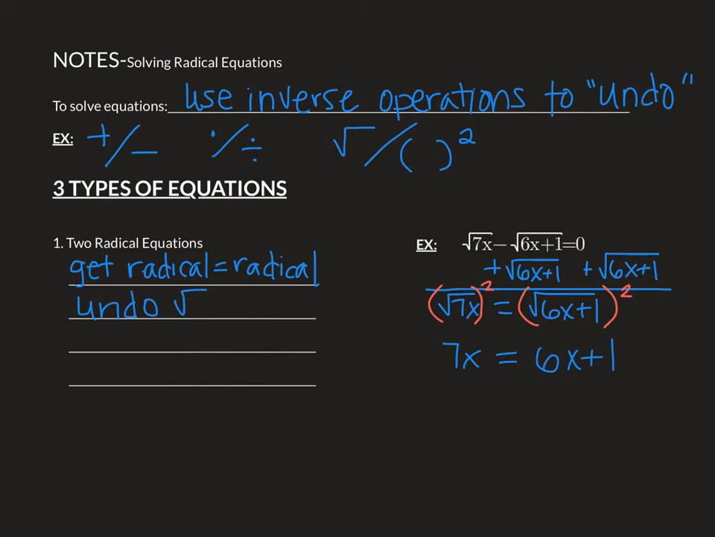So now my third step is to solve the radical equation. Okay, so solve it. To solve this, it's just algebra. So now I'm going to undo the different pieces. So I'm going to move the 6x over. So we get 1x equals positive 1, which is silly to write. We would probably just write x equals 1.